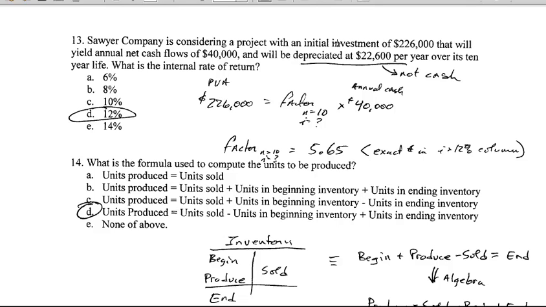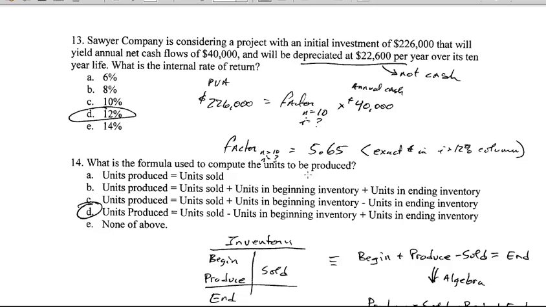13, the company is considering a project with initial investment of $2,226,000 that's going to yield net cash flow of $40,000 a year and will be depreciated at $22,006 over the next 10 years. What's the internal rate of return? We're worried about cash. We don't care about income. So depreciation is non-cash, so we want to ignore it.